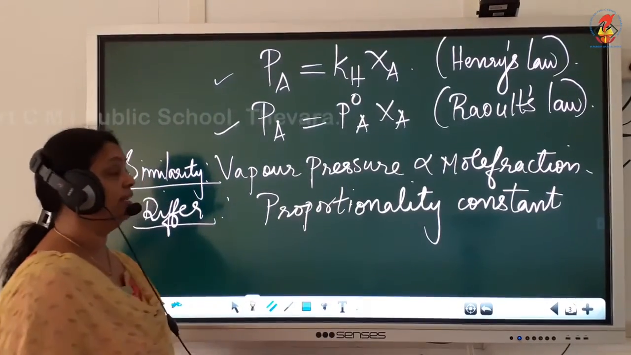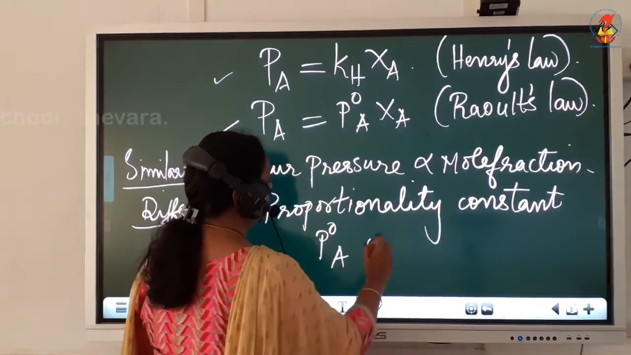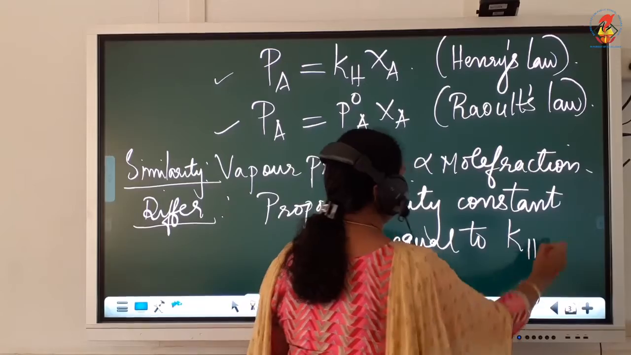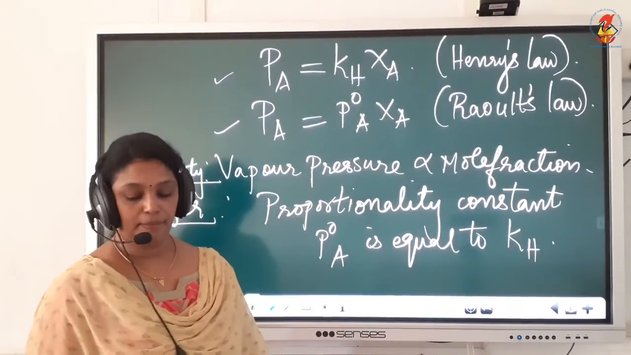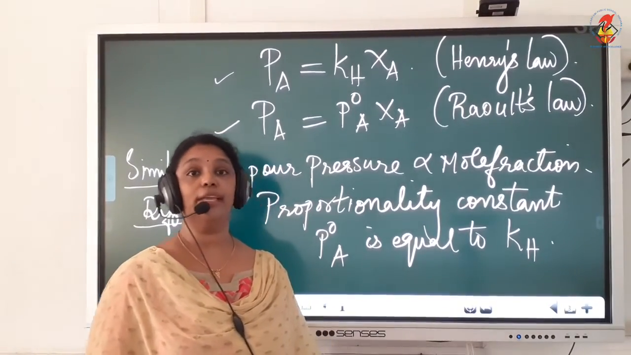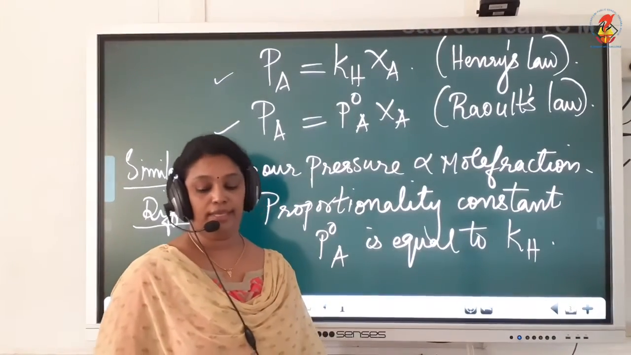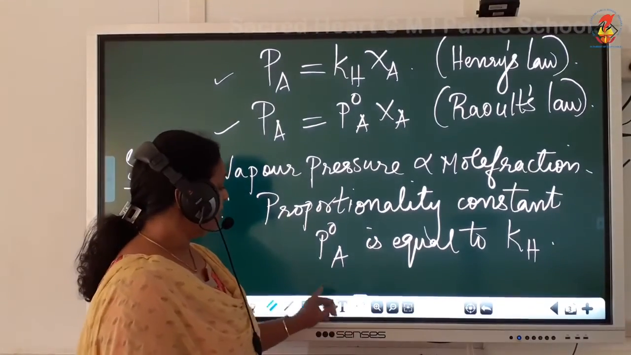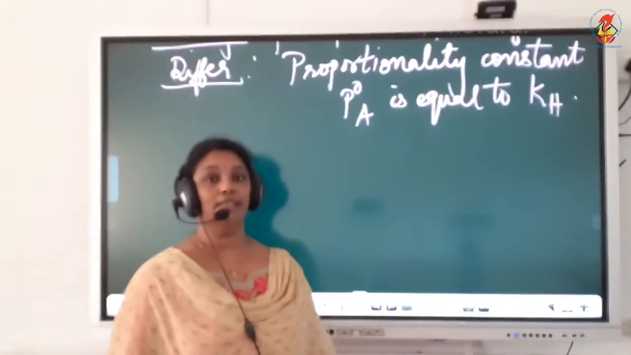Raoult's law becomes a special case of Henry's law in which P naught A is equal to KH. So this is the difference and similarity between Raoult's law and Henry's law, and Raoult's law becomes a special case of Henry's law in which P naught A is equal to KH, or KH becomes equal to P naught A. Now next we are going to discuss Raoult's law for non-volatile solute.